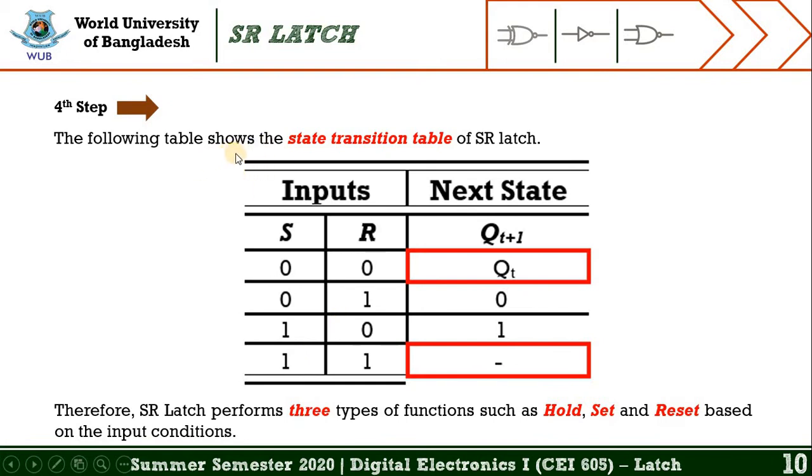Finally, the following table shows the state transition table of the SR latch. Let's start. As we already know, the SR latch has two inputs, one symbolized by S and another by R. If we assign two binary numbers to these inputs, we find four combinations: 00, 01, 10, and 11. When the values of the two inputs are 00, in the next state we get only Q(t).